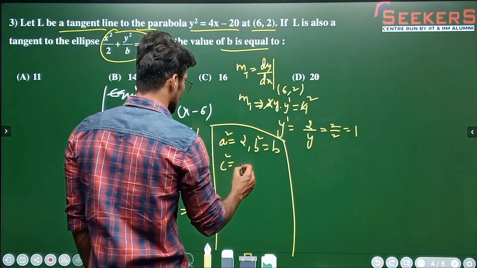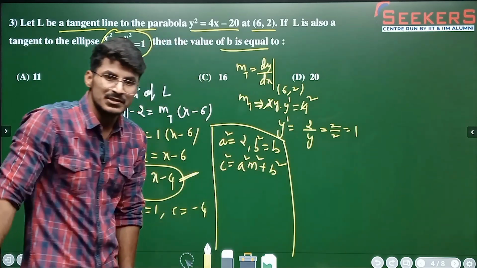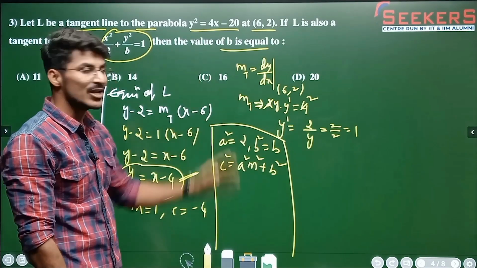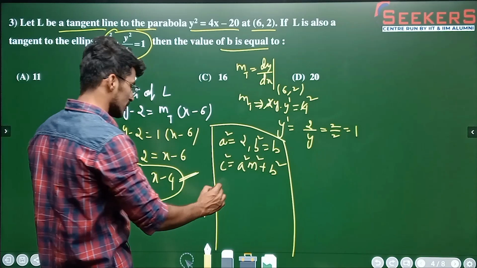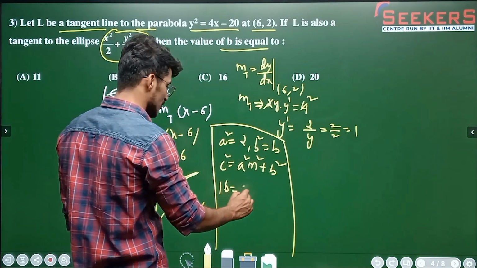C square is equal to a square m square plus b square. This is the tangency condition with respect to ellipse. So why we are using this? We just need to find out the value of b. I know all the parameters other than b here. Alright. C square value how much? Minus 4 whole square, which is 16. A square value is 2.